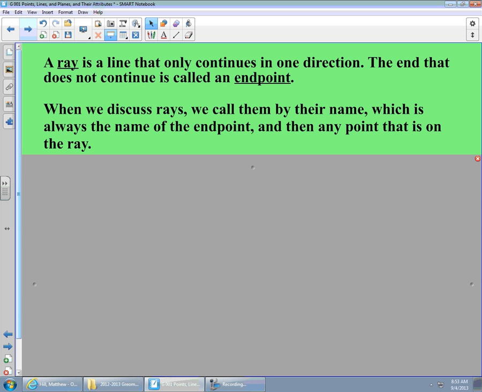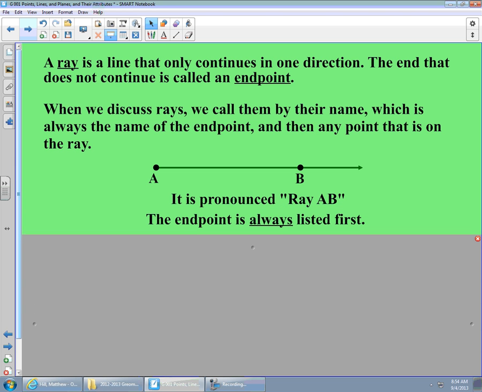will go on infinitely. When we discuss rays, we call them by their name, just like everything else, which is always the name of the end point and then any point that is on the ray. With a line, we said it really didn't matter which 2 points you picked or what order you put them in. With a ray, it is very important which at least one of the points and what order you put it in. This guy can only be called ray AB. A gets top billing because it is the end point. This one has absolutely nothing to do with being alphabetical. The ray gets the end point first.